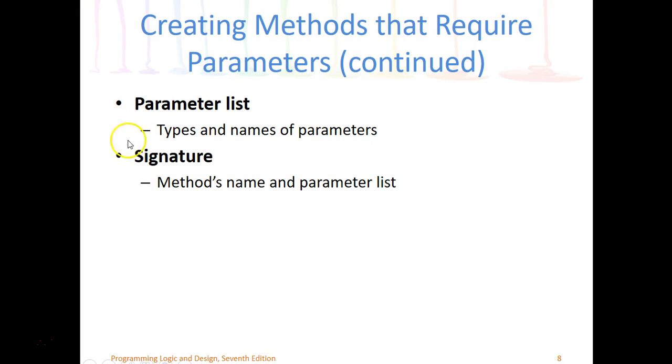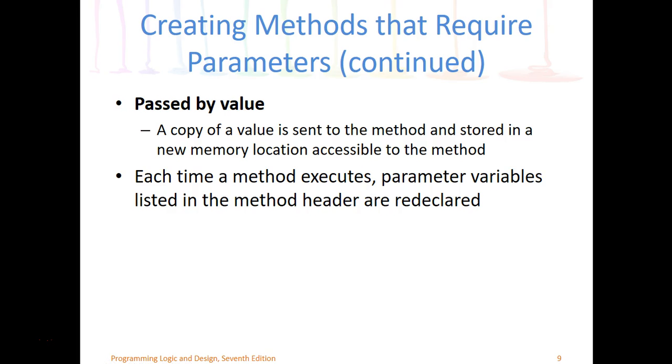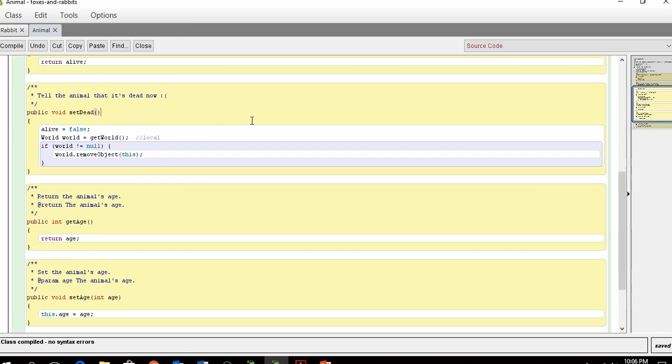And so here's the definition of a signature from our programming and logic book. You have the method's name followed by the parameter list. We've gone into that in more detail. When you send those values in, they are sent in by what they call pass by value, which means they actually copy a value. If we go back to look at our foxes method, these are some of the methods in the foxes program.